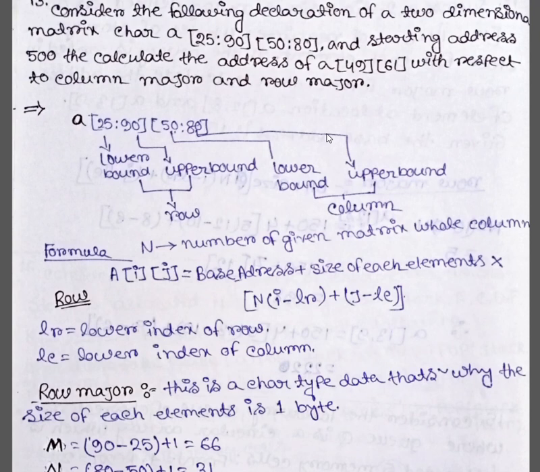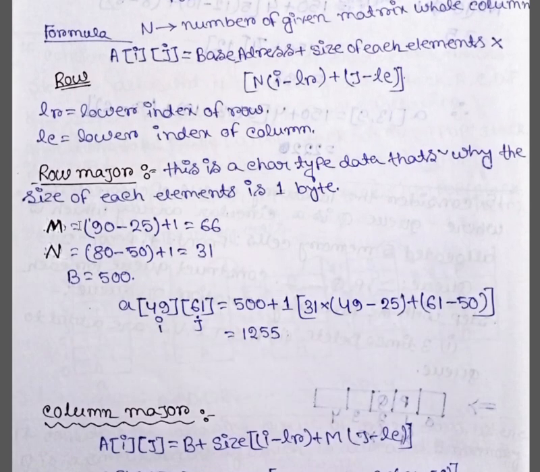because sometimes the size will be given, but sometimes the size will not be given. Like for this question, the size is not given. So according to the question, you have to find out which particular size you should use. For integer, it will be different. For float, it will be different, and for character, it is 1 byte. And m is 66. M will be calculated like this: 90 minus 50.